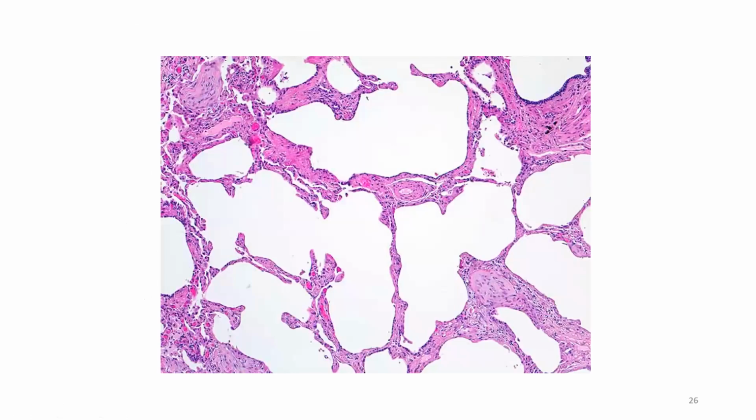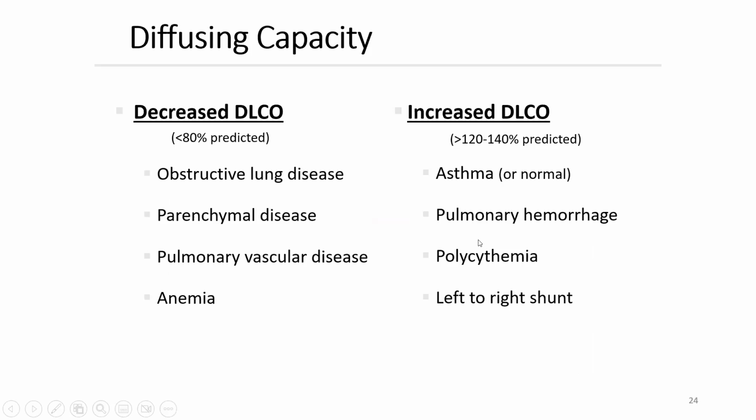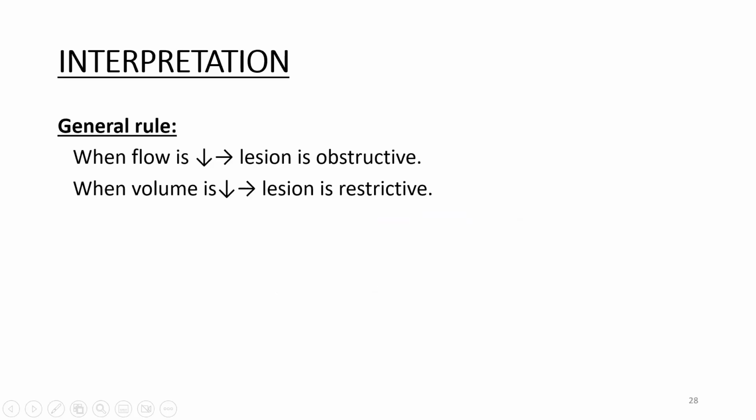We ask for DLCO to differentiate between asthma and emphysema, to evaluate the severity of restrictive lung disease, and to evaluate cases of pulmonary hypertension. However, it is expensive. General rules: when flow is decreased, the lesion is obstructive. When the volume is decreased, the lesion is restrictive.